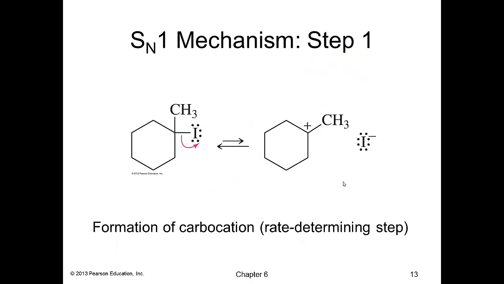Another look at the mechanism. Like I said just now, the nucleophile approaches this alkyl halide. And because of the repulsion in the electron cloud, the electrons between this carbon and this I get pushed towards the iodine, and we have the formation of a carbocation. Since this is a bond breaking step, this is going to be the rate determining step.